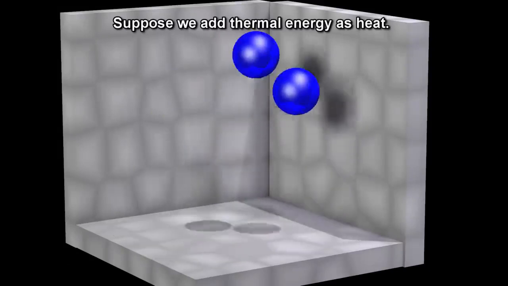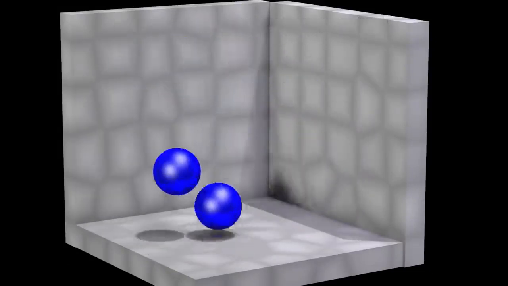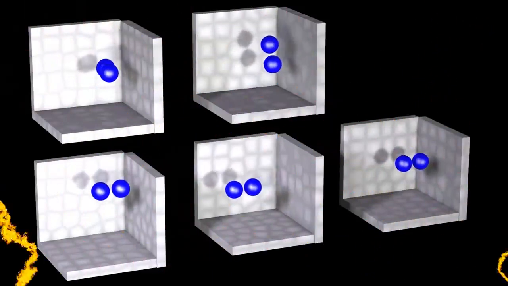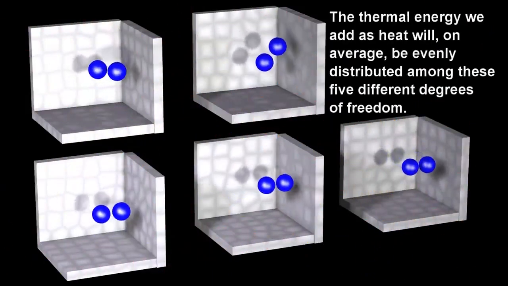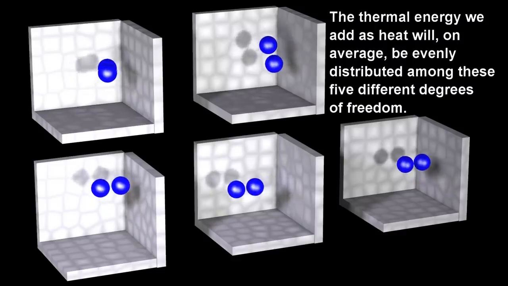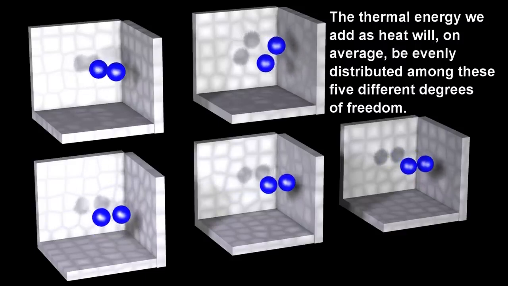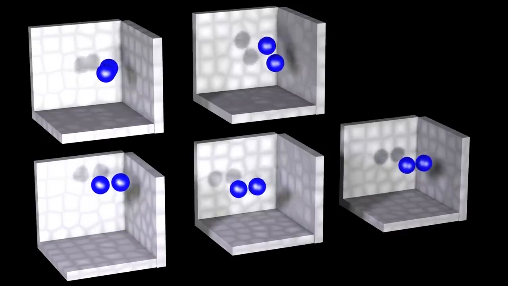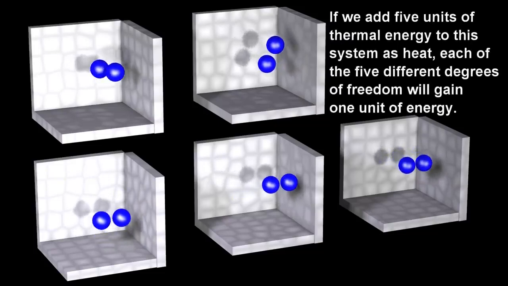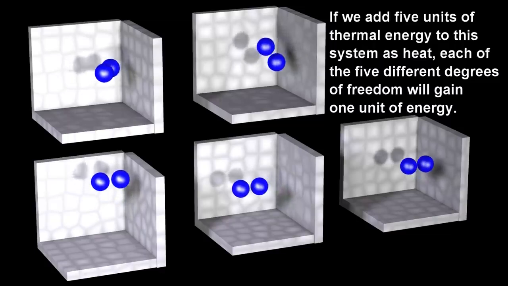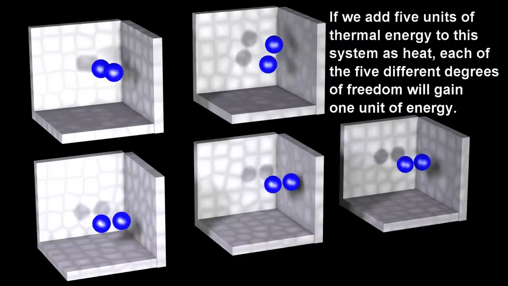Suppose we add thermal energy as heat. The thermal energy we add as heat will, on average, be evenly distributed among these 5 different degrees of freedom. If we add 5 units of thermal energy to this system as heat, each of the 5 different degrees of freedom will gain 1 unit of energy.